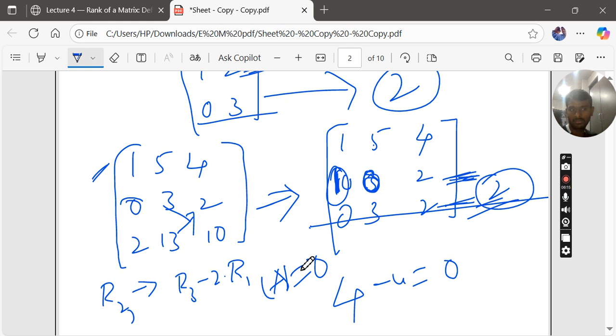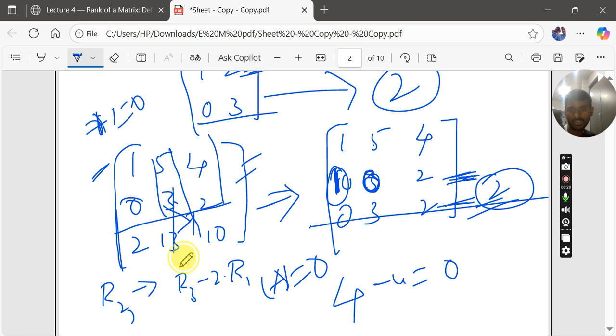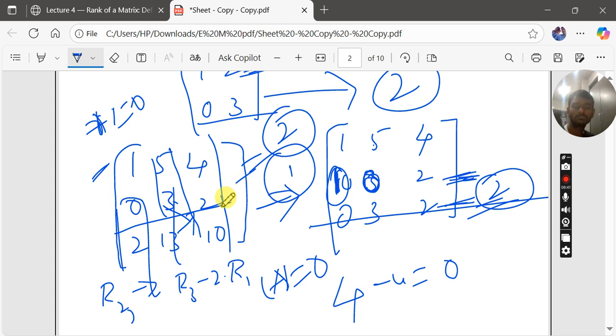Now go for 2 cross 2 sub matrix. Let's take this 2 cross 2 matrix. So 1 5 0 3, so you are getting a non-zero determinant, and again you can do here 10 minus 12, non-zero, and again here you will get non-zero, so here rank will be 2. So if in any case in the 2 cross 2 submatrix also you are getting determinant as 0, then rank will be 1. Okay, we will see one more example for that.